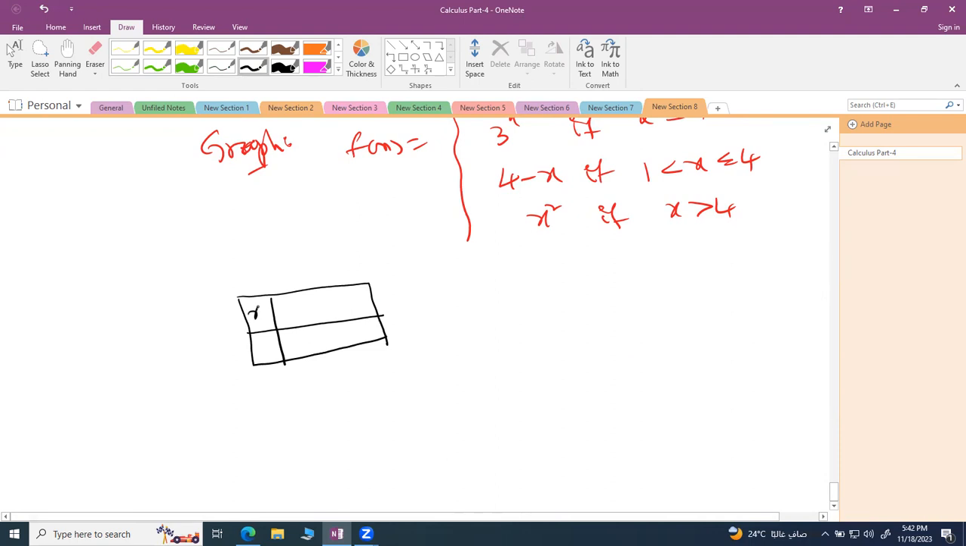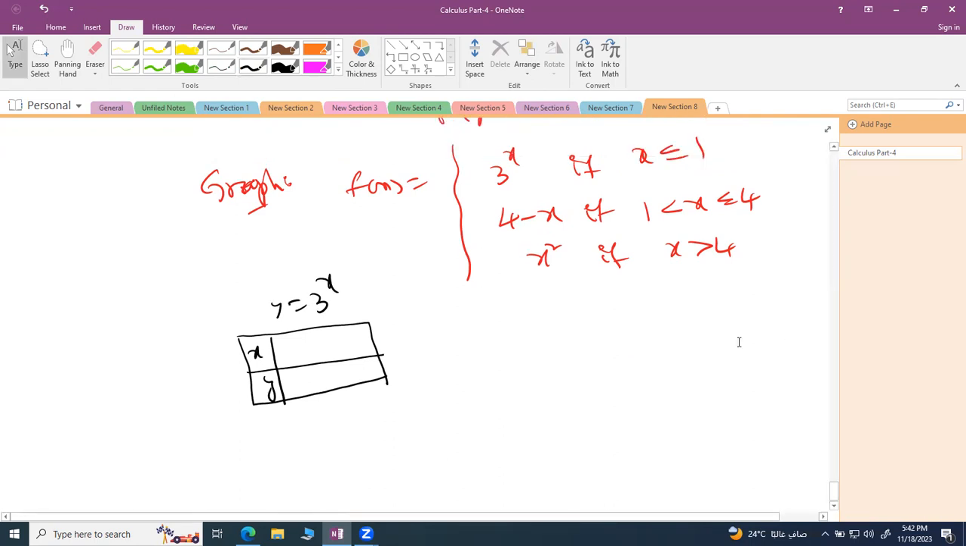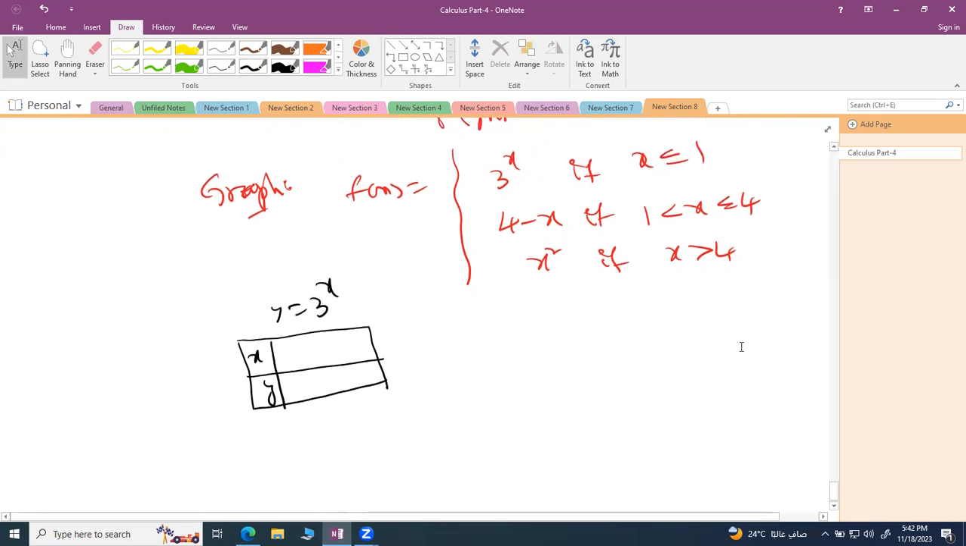We choose two values to find y equal to 3 power x. For less than 1 means minus 1, 0, 1. If x equal to minus 1, 3 power minus 1 equal to 1 by 3. 3 power 0 equal to 1. And if x equal to 1, 3 power 1 equal to 3.